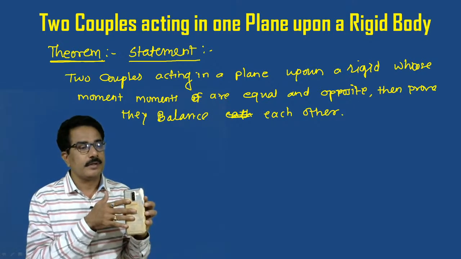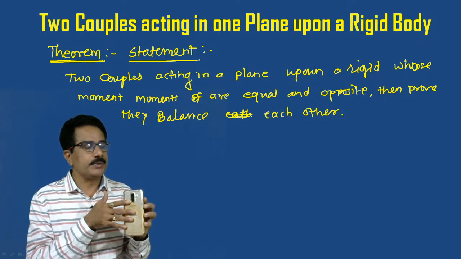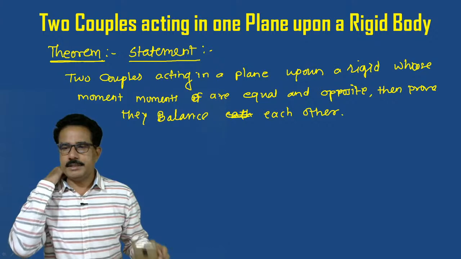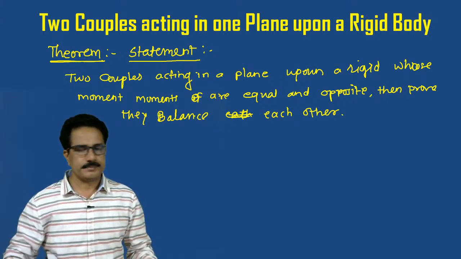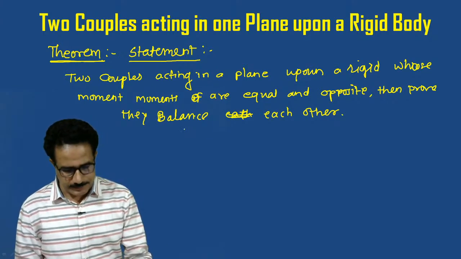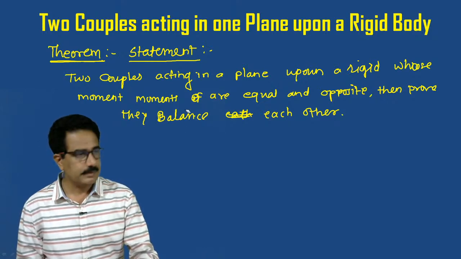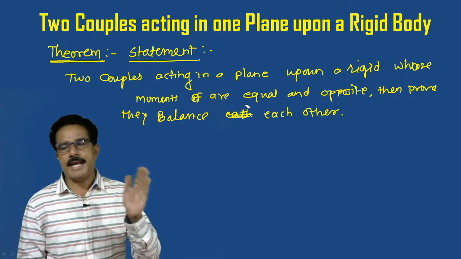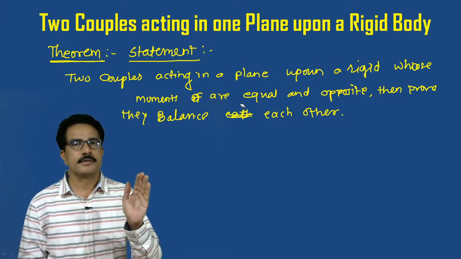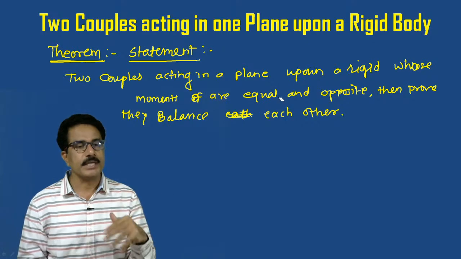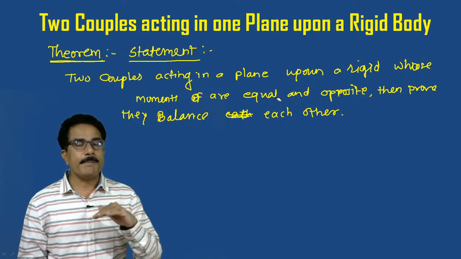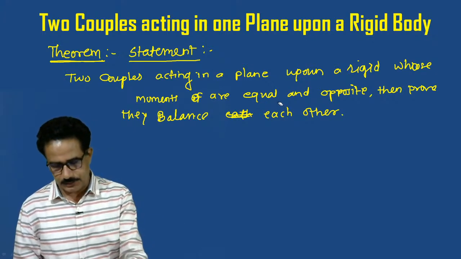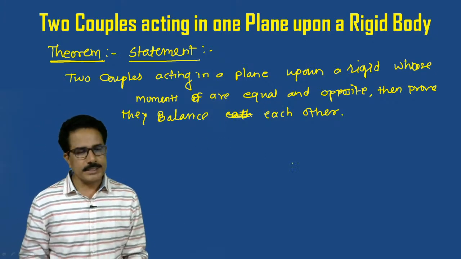Whose moments are equal and opposite, then prove that they balance each other, means the resultant goes to 0, they balance each other. Okay, this is our theorem.